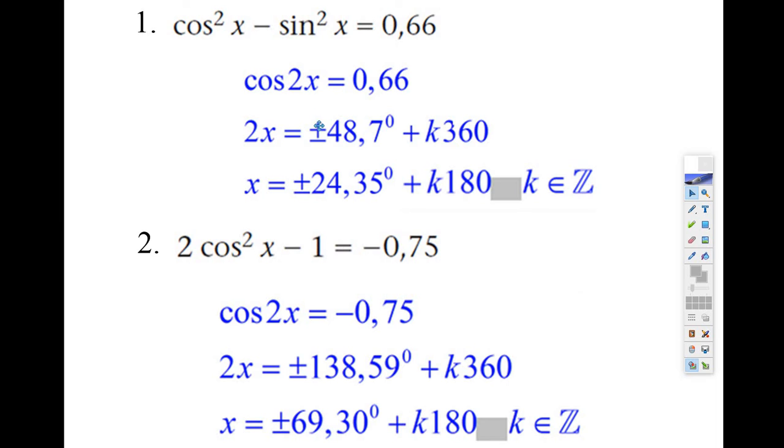Now, there's two answers for cosine, plus and minus. So that's what 2x is. Just divide everything by 2. And you get your answer, 24.35 degrees plus, and you even divide the 360 by 2, k times 180. K is an element of the integers.